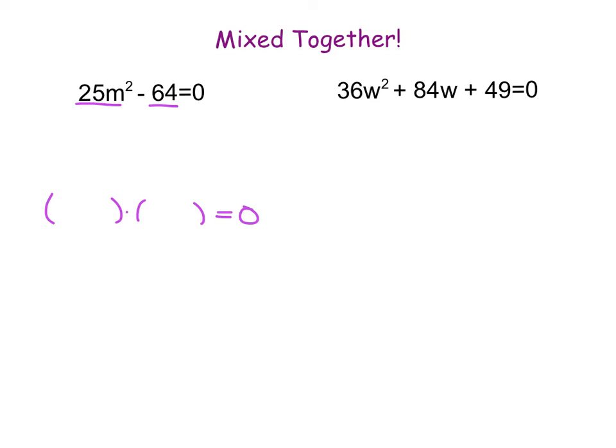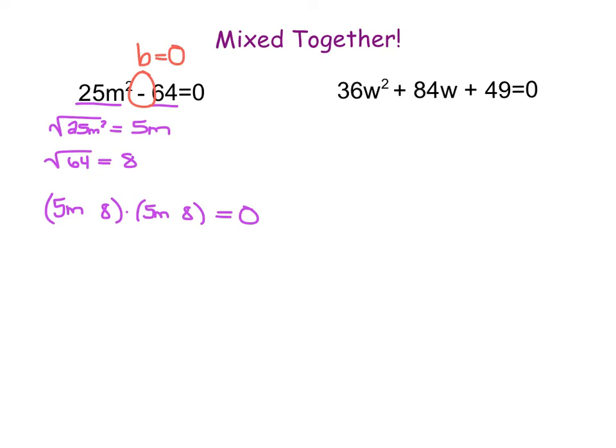And I know that to find the front part of each parenthesis, I take the square root of 25m squared, which the square root of 25 is 5, the square root of m squared is m. So the front of each parenthesis becomes 5m and 5m. I then square root the 64, which gives me 8. So the second part of my parenthesis is an 8 and an 8. Then I use this middle term piece: the fact that the middle term has a b value equal to 0 tells me that the signs that go inside of my parentheses are going to be 1 of each.